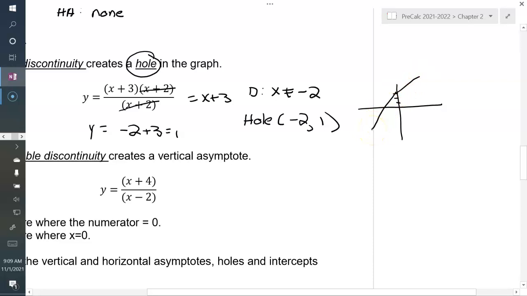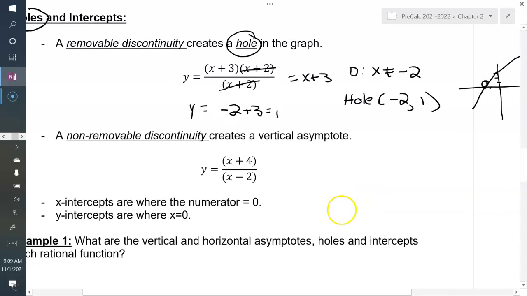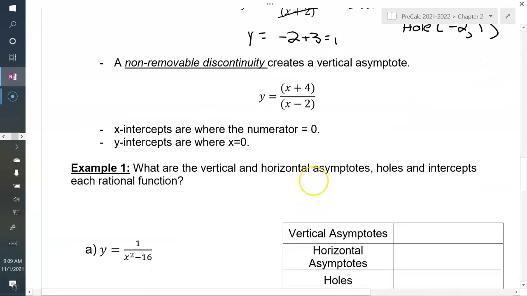So there's your line. And then at negative 2, we're going to have a hole. And that just looks like a little circle put in there. We'll do more of that next time. Now, if it cannot cancel out, it's called a non-removable discontinuity, and that's a vertical asymptote, which is what we've been doing.